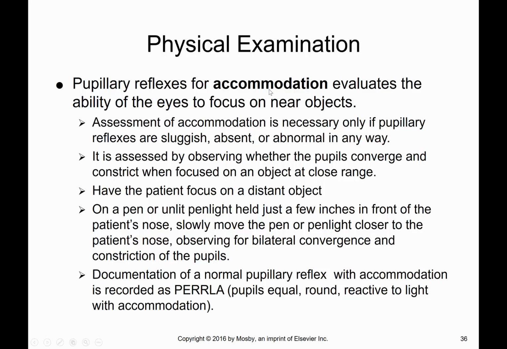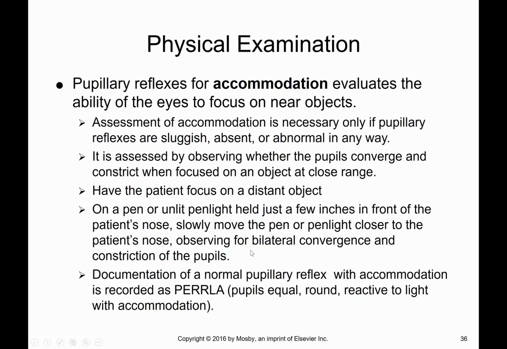We do accommodation to see that the eyes focus on objects that are brought near to the face and that we have the convergent pupils and the constriction of the pupils. That tells us accommodation. We don't need to do accommodation if our patient's pupillary reaction was normal.